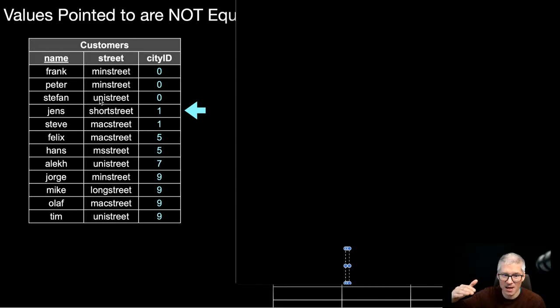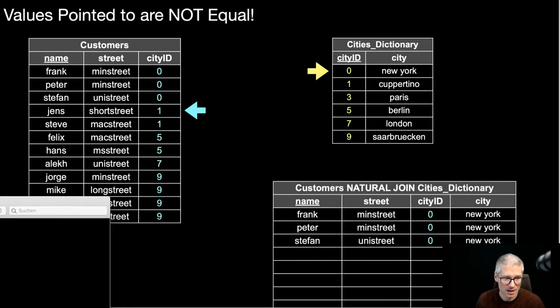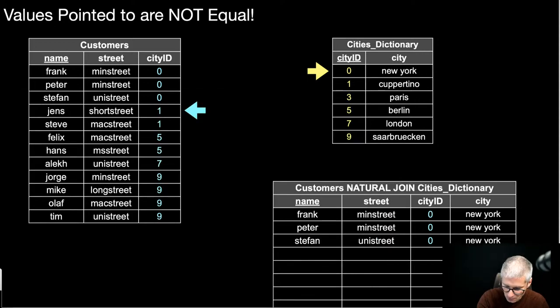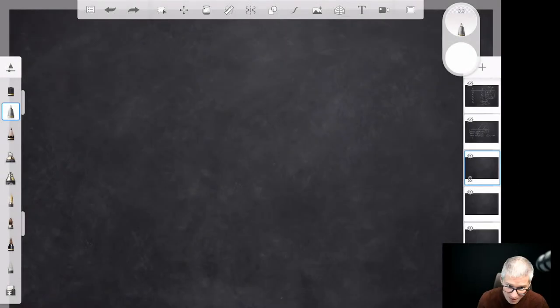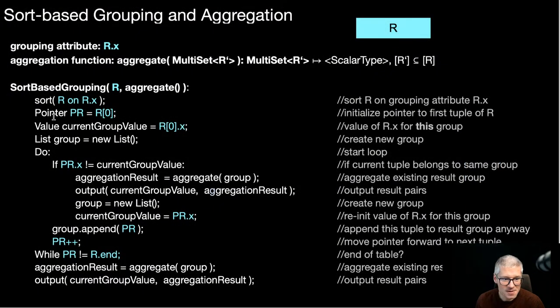So basically you iterate, you move the pointer over that relation till that city ID changes. Once it changes, well, you entered a new group, and whatever you collected so far, you compute the aggregate and then throw that aggregate away. So maybe we briefly look into that pseudocode. Let's go, hash-based grouping, here we go. That's this one. Yes. So that's the main idea.